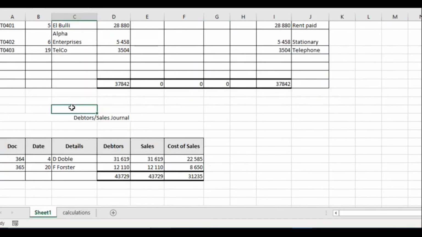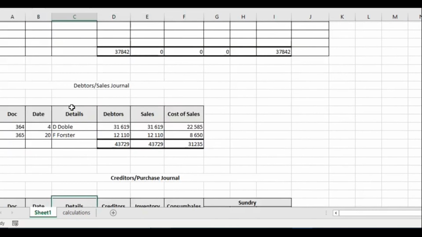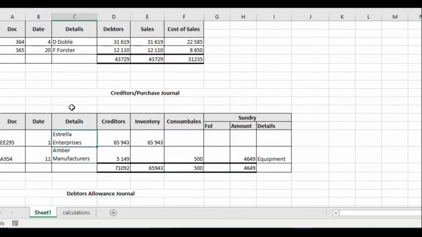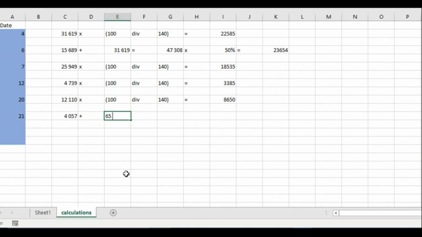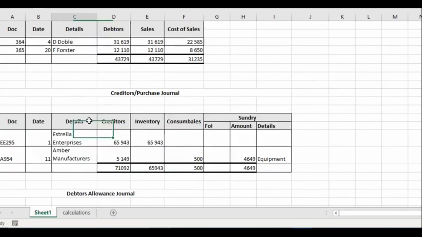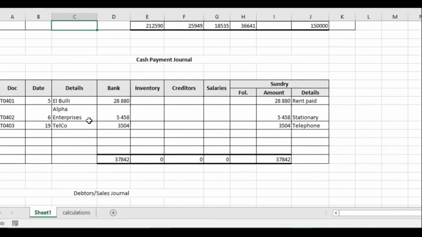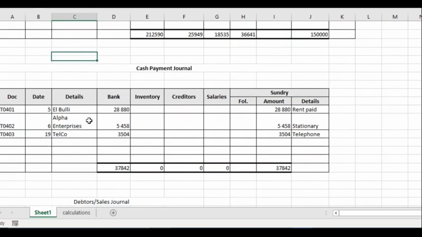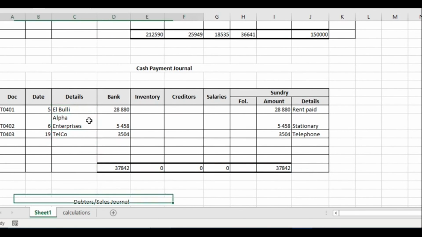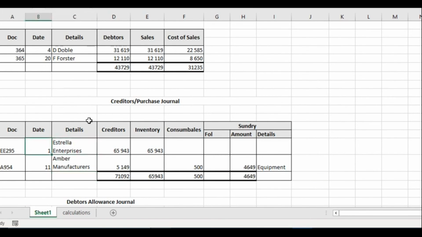plus. So now we want to look for any transaction that we had with this Estrella Enterprises. So we're going to go to our creditors journal. With this Estrella Enterprises, we made a purchase of 65,943. So it's going to be 65,943, and that's the only transaction that we made with them. See, we didn't pay them before, but then we did buy goods on credit. Here it is on the first day.